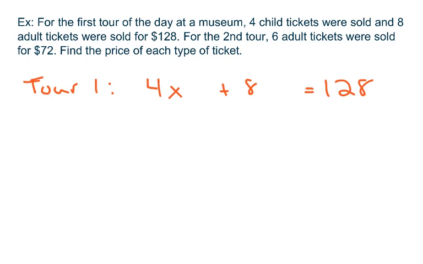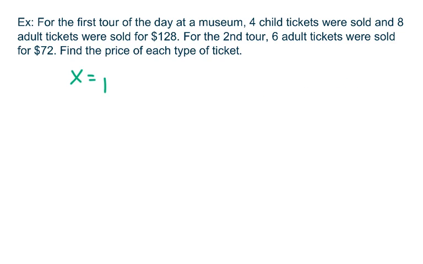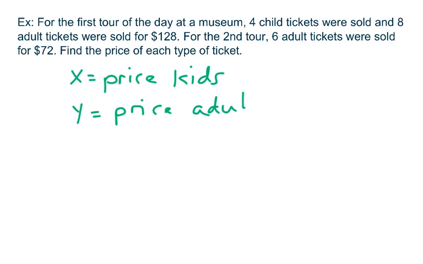We're going to assume that x is equal to the price of the kids ticket, and y is equal to the price of the adult ticket. We're going to assume that they are not the same, so we have to use 2 different variables. Actually, I'm going to erase this and write some qualifiers here. x is the price of the kids ticket, and y is the price of the adult ticket.